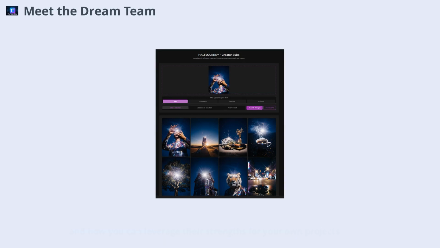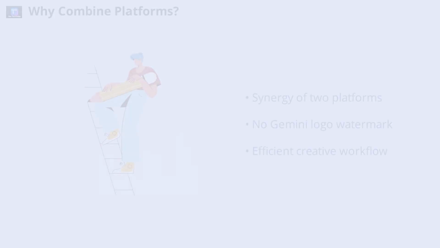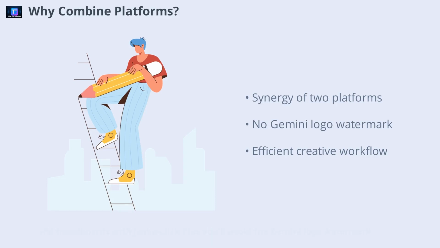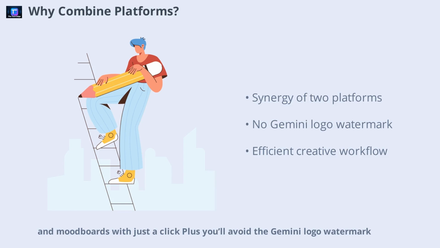Let's start by understanding what makes this duo so effective and how you can leverage their strengths for your own projects. You might wonder, why use both Midjourney and Nano Banana? The answer is synergy. Midjourney excels at generating stunning images from prompts, while Nano Banana, powered by Google's Gemini, brings flexibility and advanced editing capabilities. By combining them, you can create editorial photo shoots, product sessions, and mood boards with just a click. Plus, you'll avoid the Gemini logo watermark, giving your visuals a clean, professional look. This workflow is perfect for anyone seeking efficiency and creativity in one streamlined process.